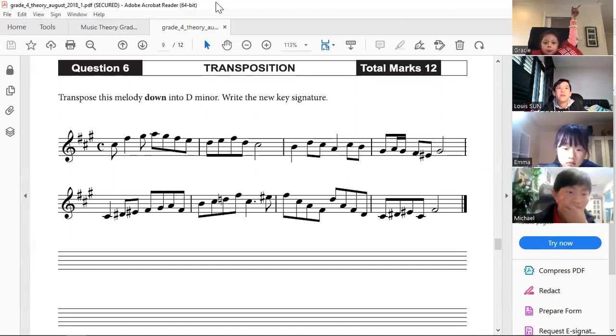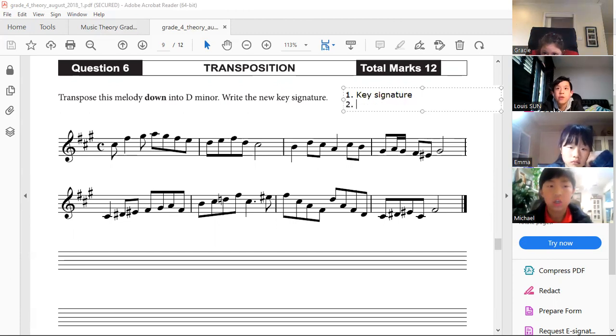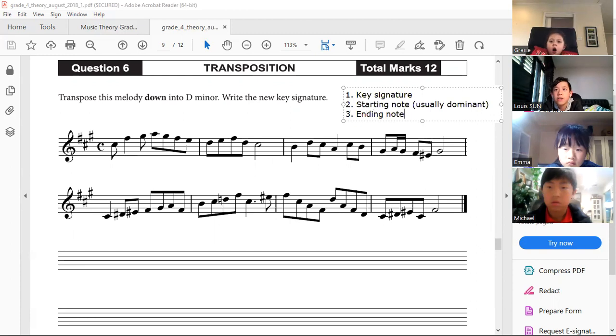So, three tips for finding the key. One, key signature. Big giveaway. Two, starting note. It's usually the dominant. And three, ending note. It's usually the tonic.